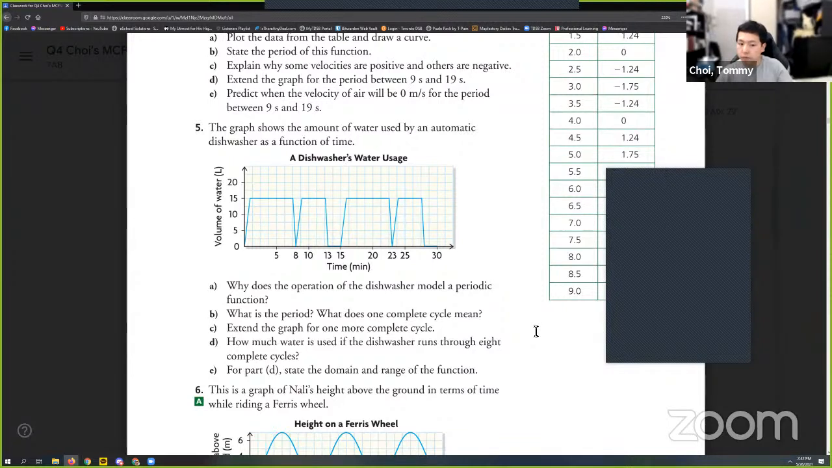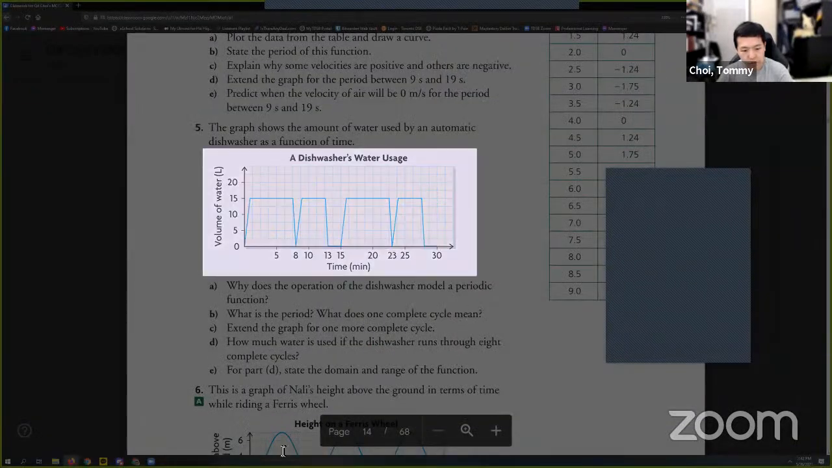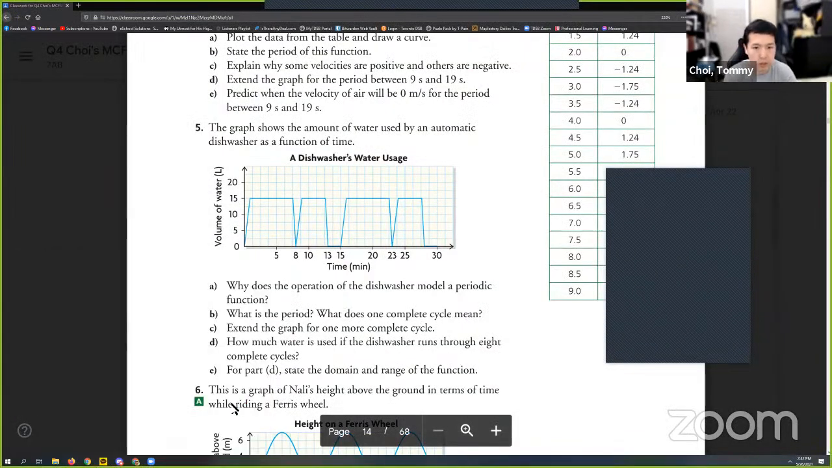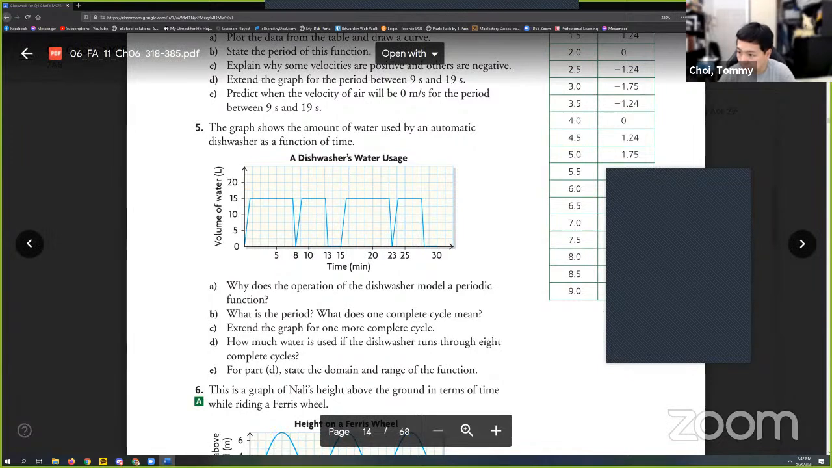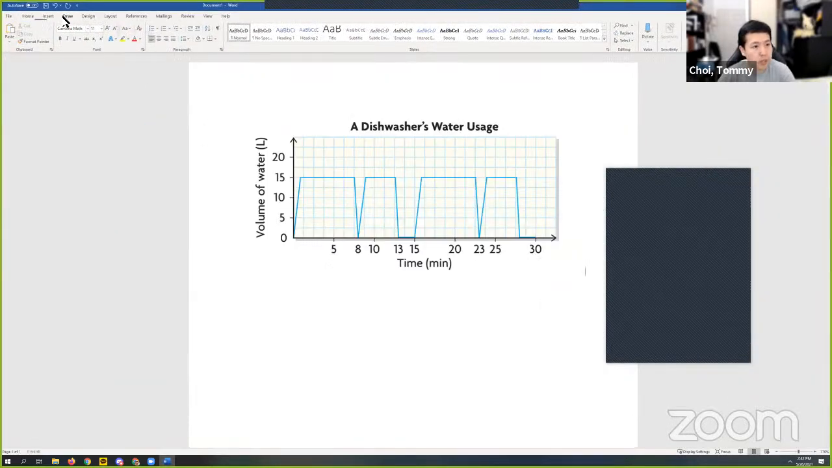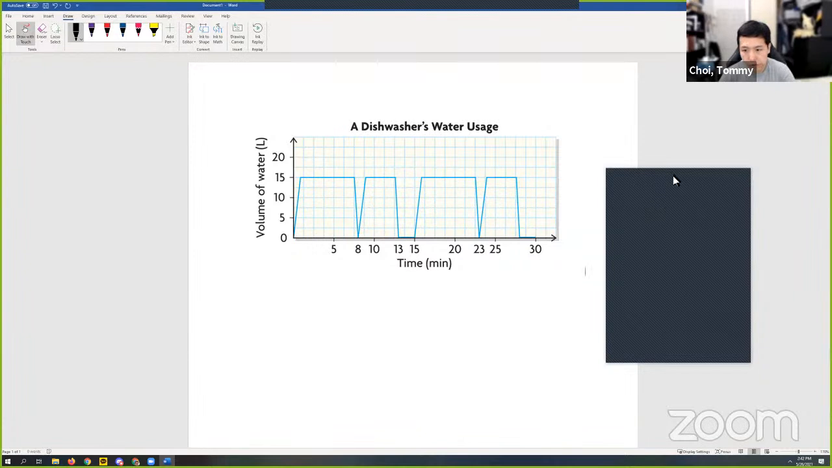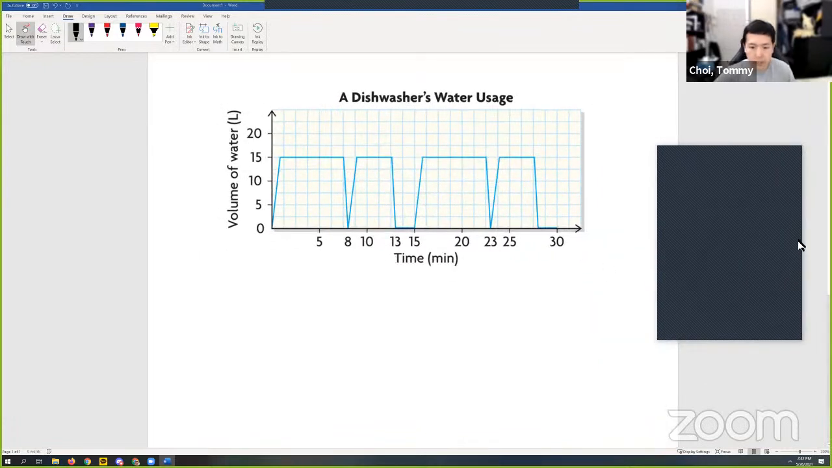Now, what's really important for me here, we haven't done this in a very long time, which is 5e. What is the domain and range of our function? Okay, so I'm going to open up Microsoft Word here. Give me 1 second. So it's asking us, what is the domain and range for this function here? Anyone want to give this a shot? It's been a very long time.